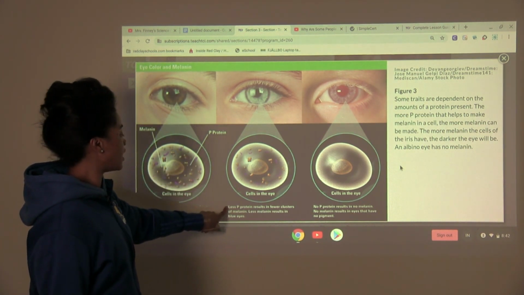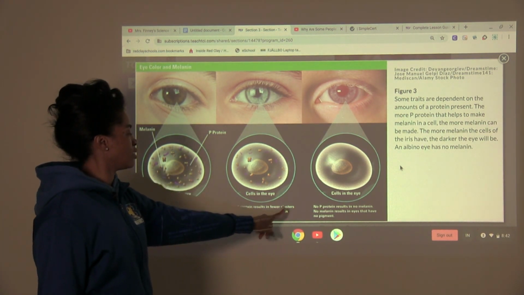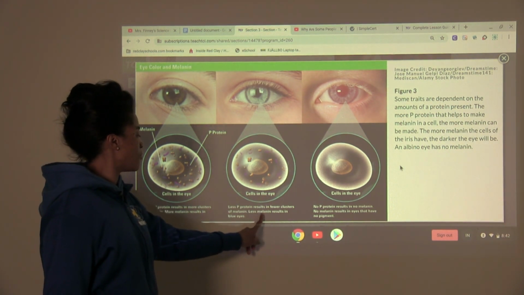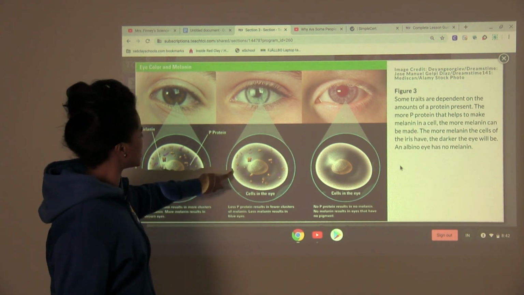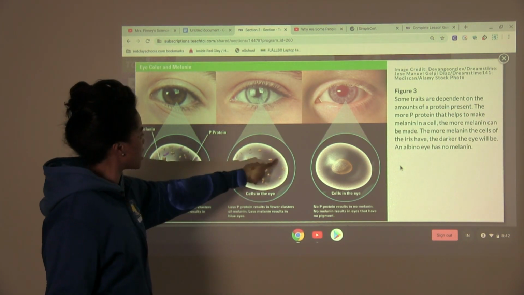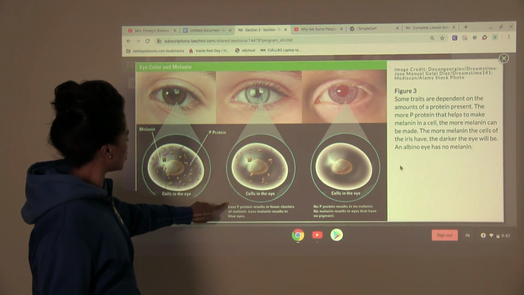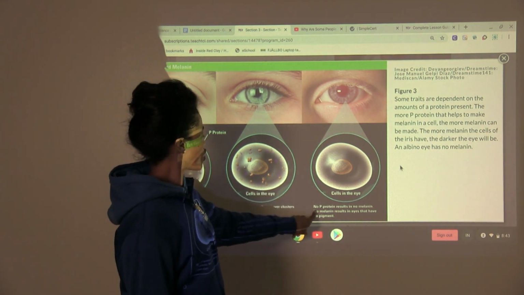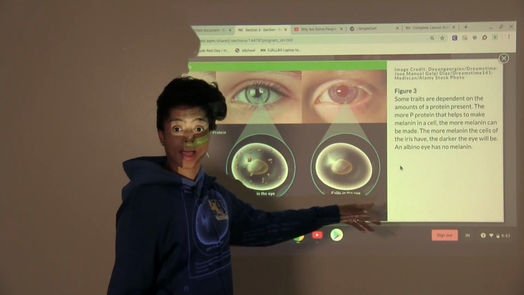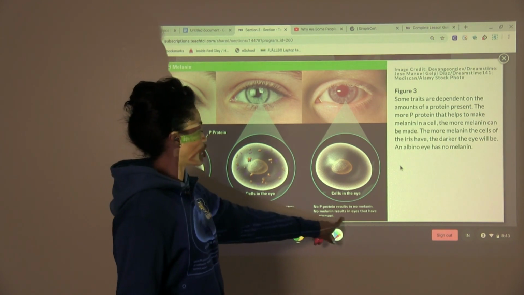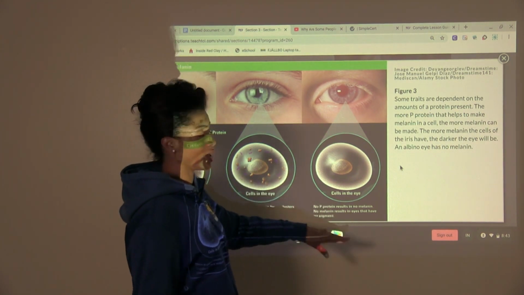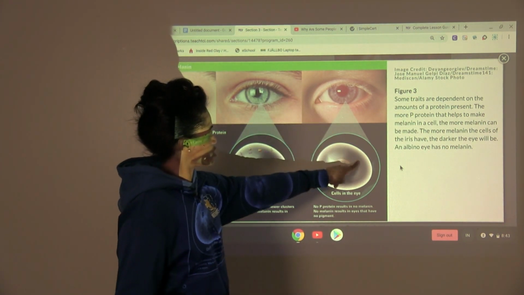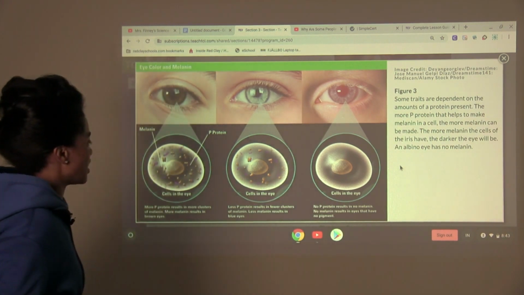And then here, less P protein results in fewer clusters of melanin. Less melanin results in blue eyes. So if you take a look here, there's a little less melanin, all right? And you will see that the eye color is blue, all right? Check this one out. No P protein results in no melanin. No melanin results in eyes that have no pigment at all. So you will see this type of eye color. And this is what the cells will look like in the eye.